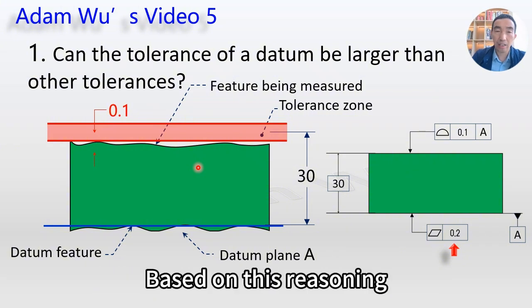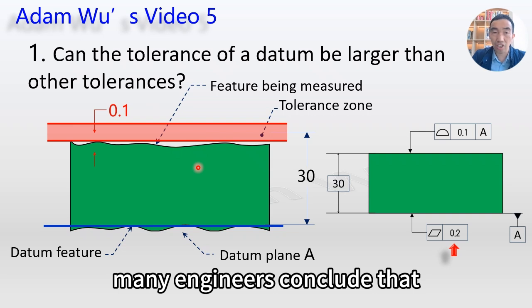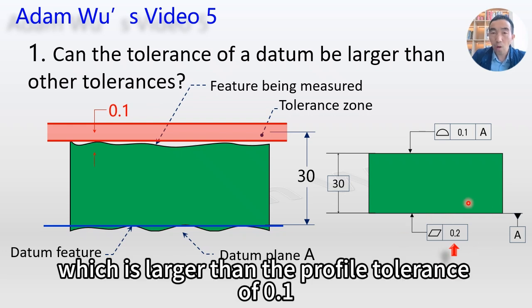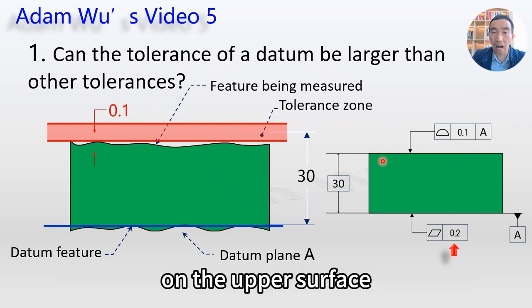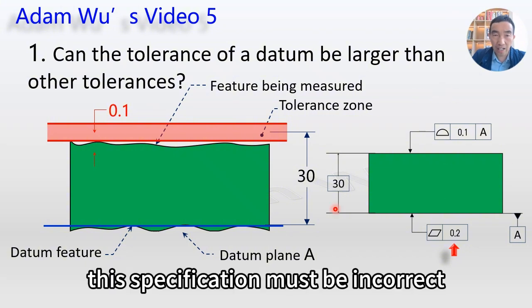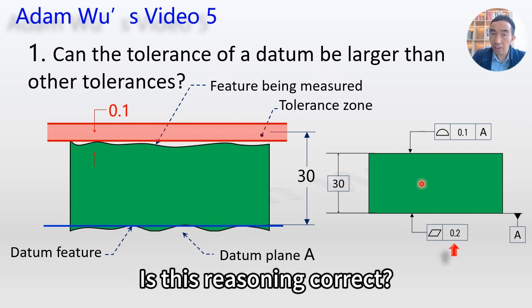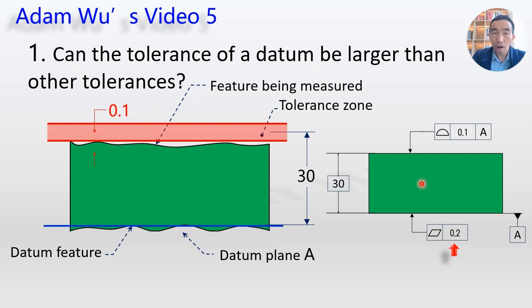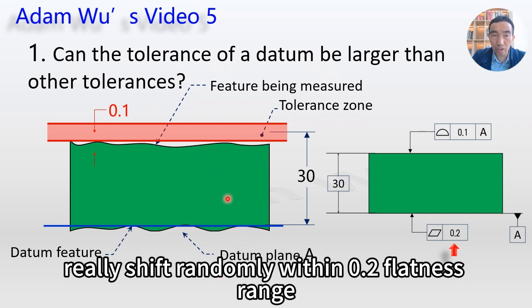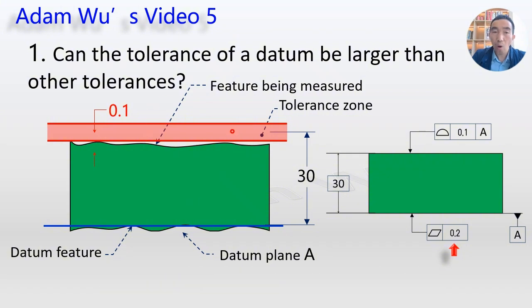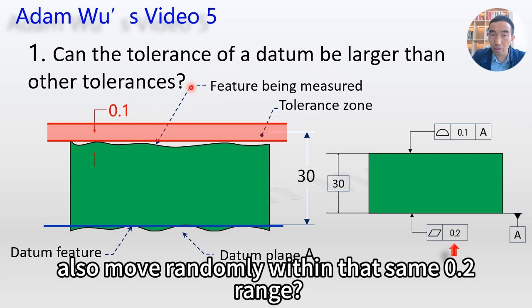Based on this reasoning, many engineers conclude that since the datum feature has a flatness of 0.2, which is larger than the profile tolerance of 0.1 on the upper surface, this specification must be incorrect. So now the question is: is this reasoning correct? For a finished part, can the datum really shift randomly within the 0.2 flatness range? And can the tolerance zone itself also move randomly within that same 0.2 range?